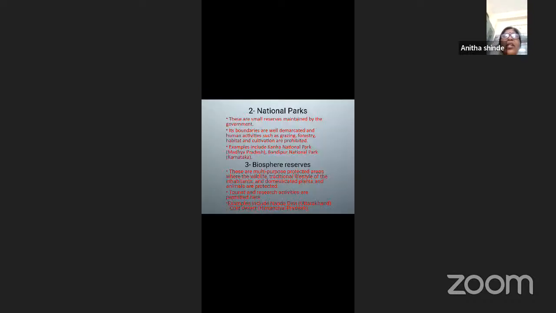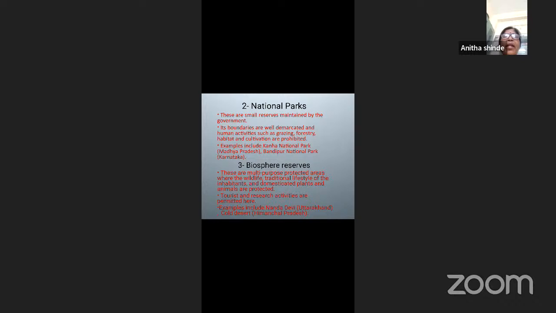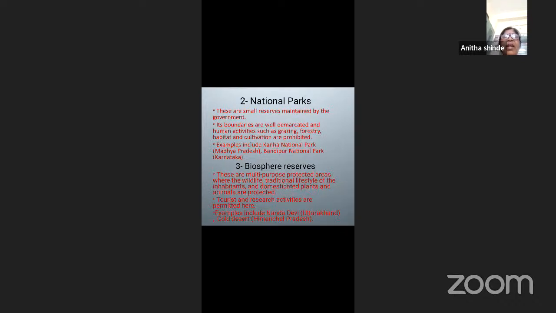Next is national parks. National parks are small reserves maintained by the government, and here they are well demarcated and human activities are prohibited. Because the space here is very, very little, that is the reason why humans are not allowed. They are totally prohibited. They cannot enter for grazing, forestry, habitat, as well as cultivation purposes.